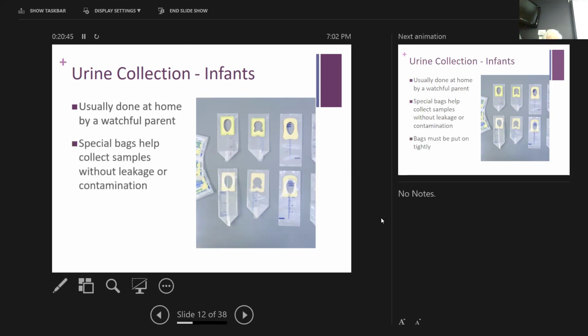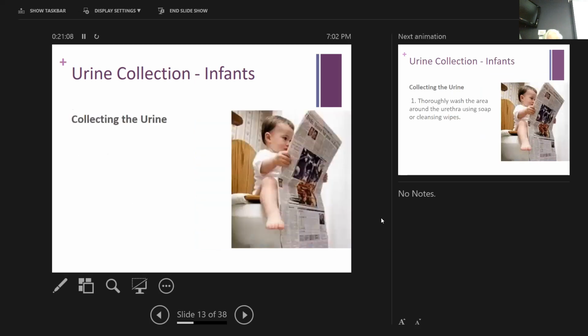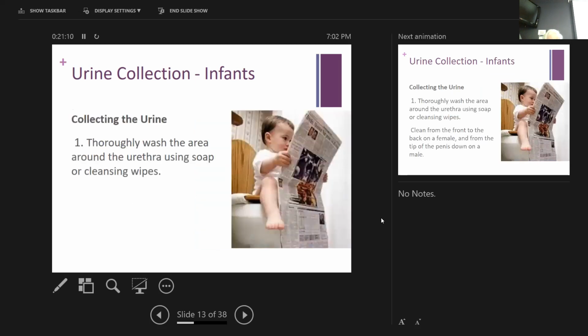So usually we can do this at home. We have all sorts of special bags that fit over the vulva or around the penis and scrotum, which have adhesive, and you attach them to the child. At that age, they're not likely to have any body hair there, so it's not going to hurt them. And then put the diaper on them, and wait for it to fill. Isn't that great?